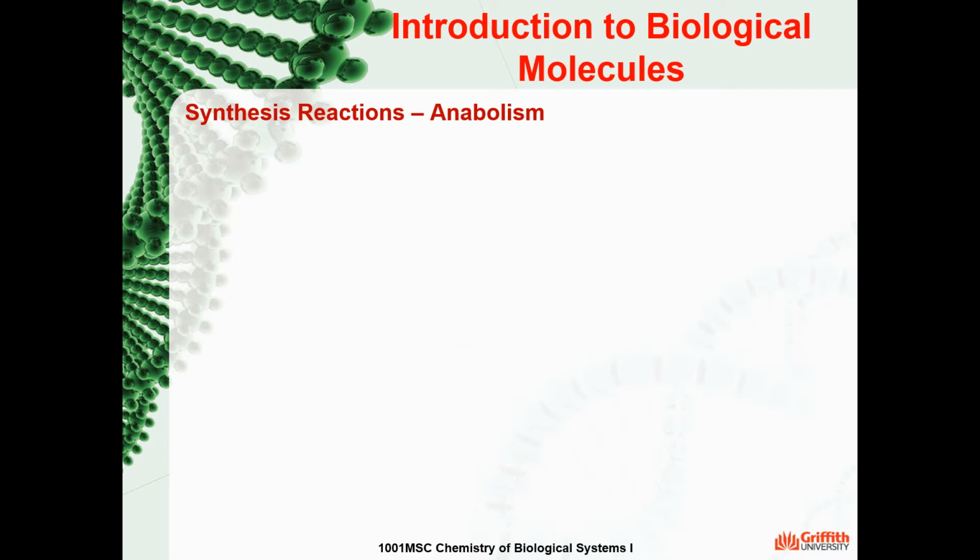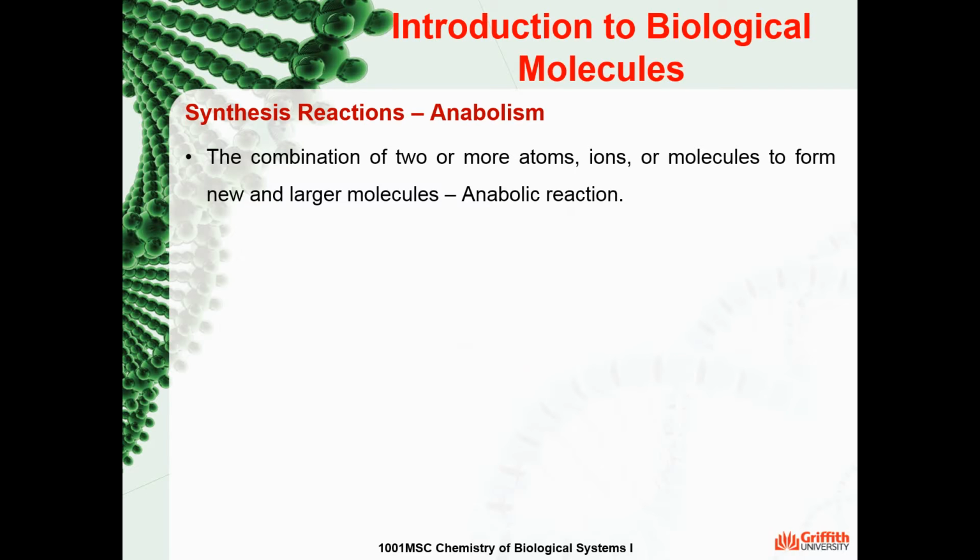The first type are the synthesis reactions. A synthesis reaction can happen when two reactants combine together to form a larger molecule. The reactants can be atoms, ions, or molecules. Sometimes it is called an anabolic reaction, which means building up larger molecules. We can express this as A plus B combined to form AB.